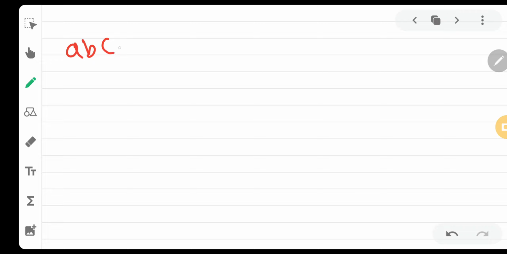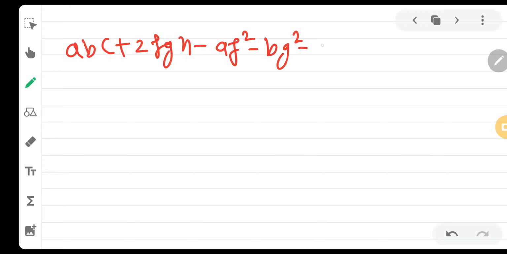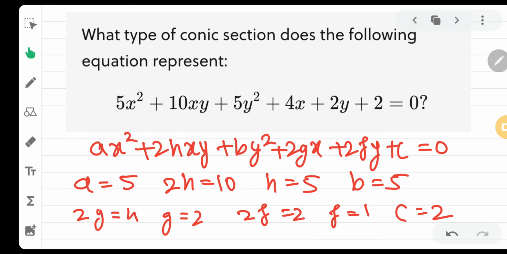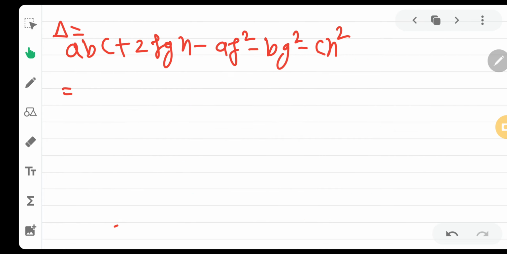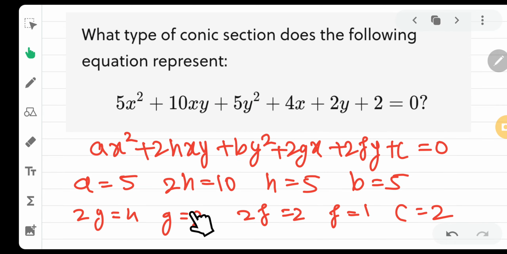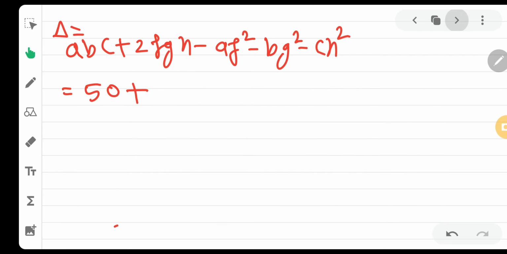Let us first calculate what? ABC plus 2fgh minus af square minus bg square minus ch square, which is nothing but your delta. Okay, so a, b, c. A is 5, b is 5 and c is 2. So 5 into 5 into 2. 5 into 5, 25 into 2, 50. So ABC is 50 plus 2fgh. Okay, so f is 1, g is 2, 1 into 2, 2 into 5, 10. So fgh is 10 and 2, so 20.